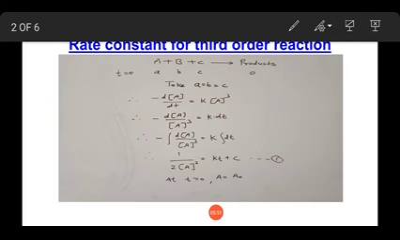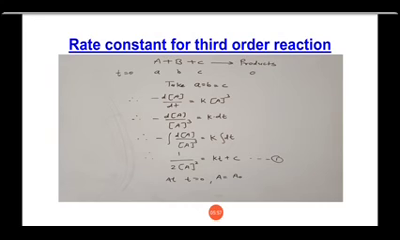Of course we have a minus sign here, so that minus minus becomes a positive value. So we have written 1 upon 2A square is equal to kt plus c, means integration of dt is t, and c is the integration constant. So that will be our equation number 1.